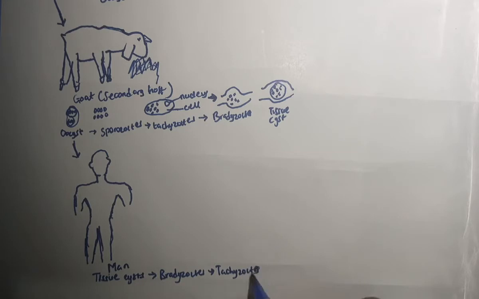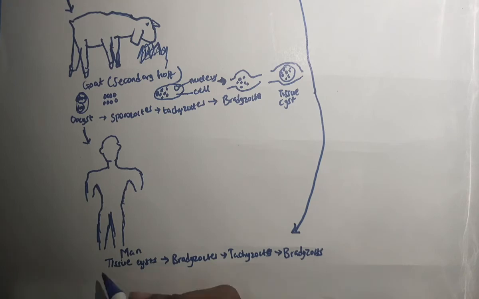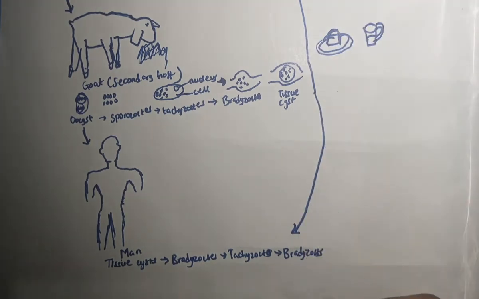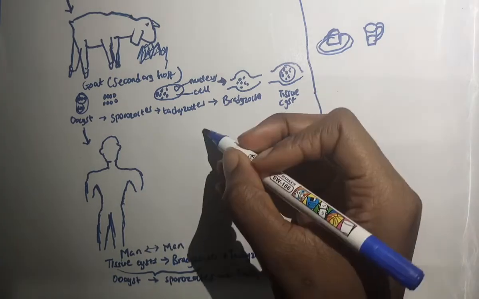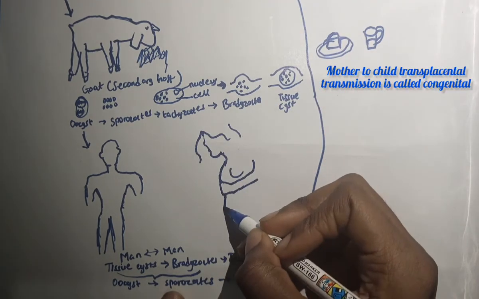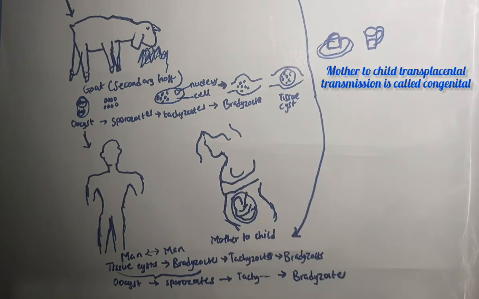As immunity kicks in, bradyzoites begin to form and develop cyst walls in tissues like those of the brain and eyes. Man can also get it directly from cats by eating food contaminated with oocysts of the parasite. Oocysts release sporozoites, which multiply to form tachyzoites, and then bradyzoites. Mother-to-child transplacental transmission occurs in toxoplasmosis. This is basically how toxoplasma is transmitted.